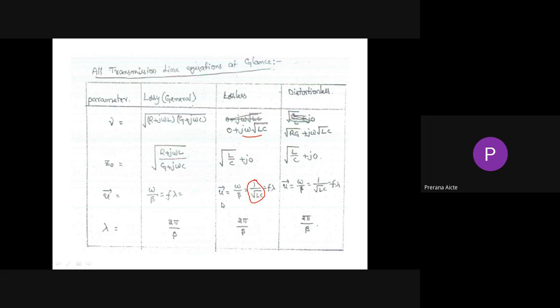Along with the secondary parameters gamma and Z, you can define the reflection coefficient, gamma naught equals (ZL minus Z naught) divided by (ZL plus Z naught). The magnitude of the reflection coefficient lies between 0 and 1. The standing wave ratio equals (1 plus reflection coefficient) divided by (1 minus reflection coefficient), and its range lies from 1 to infinity.